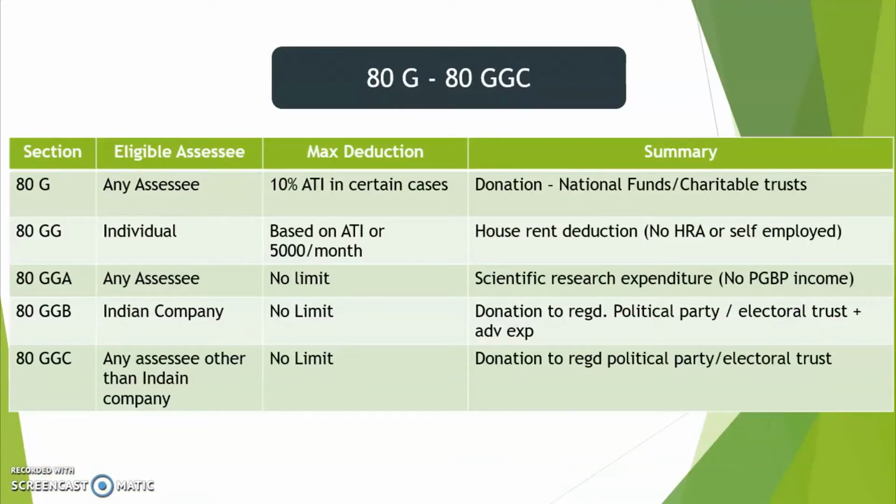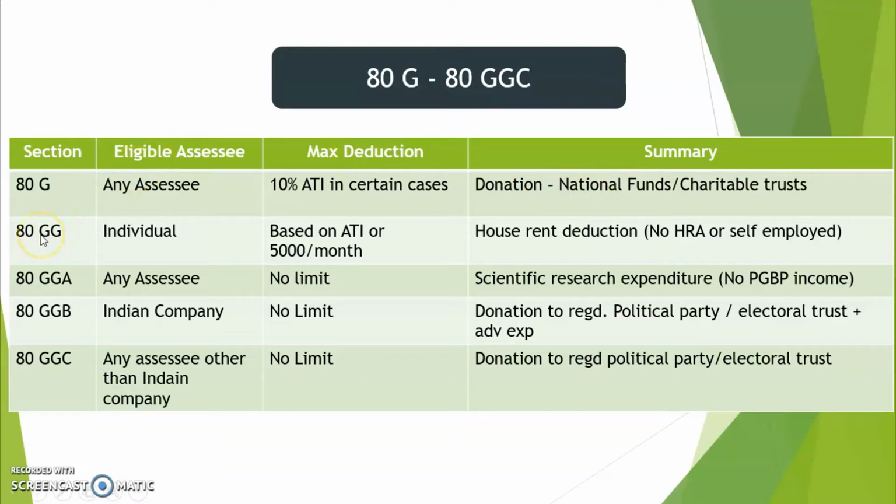So here are the sections. First of all, we have 80G. It's eligible for any kind of assessee. There is a limit on the deduction, and it says 10% of ATI. ATI stands for adjusted total income in certain cases. And we have donation to national funds and charitable trusts in that section. So this section is regarding certain donations that we make, and those donations can be to national funds, charitable trusts, and there is a long list of items. You will learn it once we start the section.